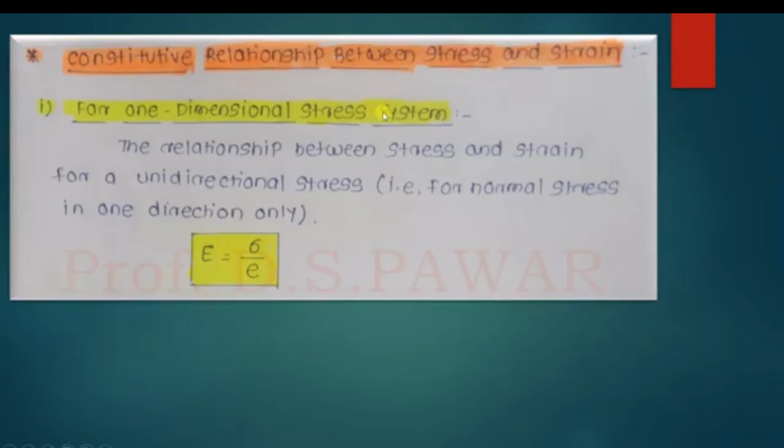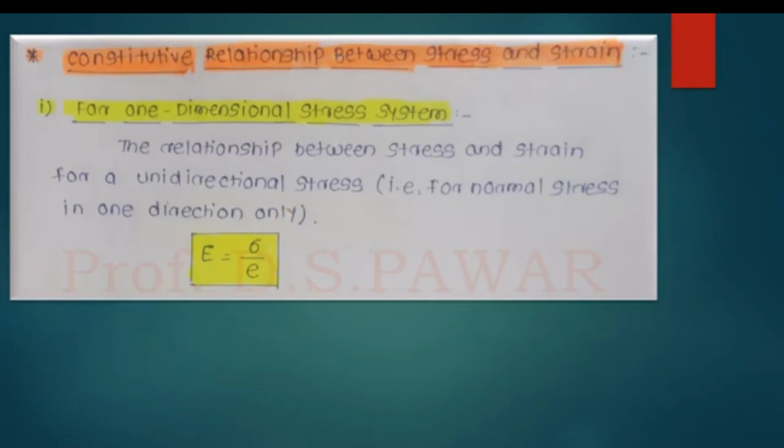So for a one dimensional stress system, where we are going to consider only one dimension, only unidirectional stresses, that is, normal stress in one direction only, what is the relationship between stress and strain? Here the stress and strain relationship is simple, as we have already seen in the formula for Young's modulus: stress divided by strain is the relationship in a one dimensional stress system.